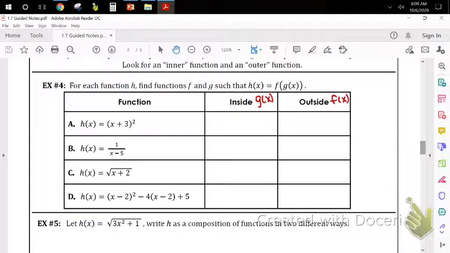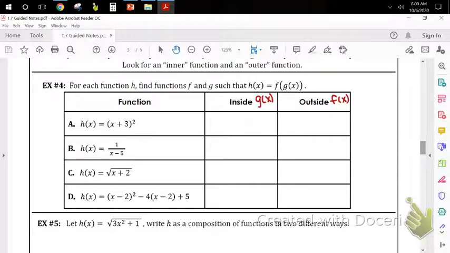Don't overthink them, okay? Now your inside can never be just x. It has to be x plus something, x minus something, x raised to an exponent. It can't just be x itself. So inside, you want to look for what is inside of something with the x, whether it's inside parentheses, inside a radical, inside absolute value bars, inside the denominator of the fraction, inside the numerator of the fraction. It's inside somewhere with that x, okay?